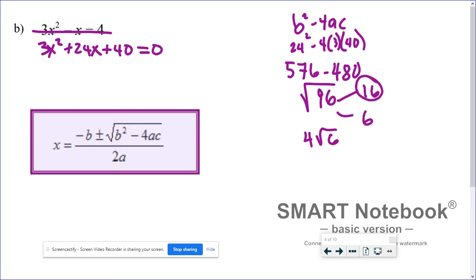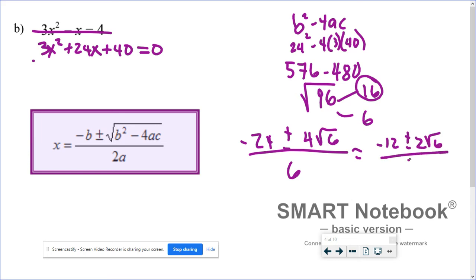The opposite of b. In this case, b is 24, so you have negative 24 plus or minus 4 root 6 all over 2a. A is 3, so you end up with 6. If you can divide something out of the constant, the coefficient, and the denominator, you need to. So I can divide a 2 out of 24, 4, and 6. You're not dividing out of the radical. That simplification happened in that step there. So when I divide a 2 out of everything, you end up with negative 12 plus or minus 2 root 6 over 3. You can leave your answer like that.